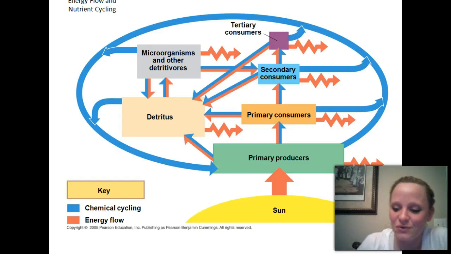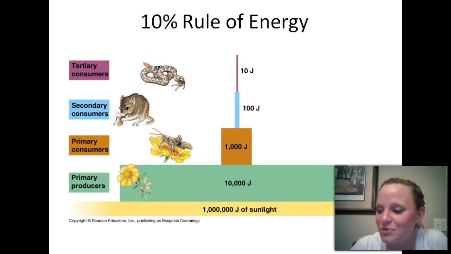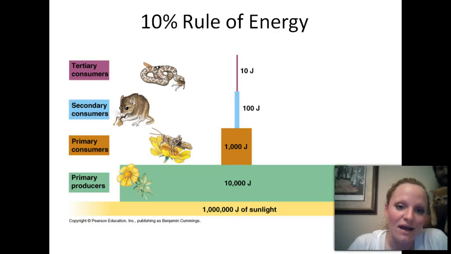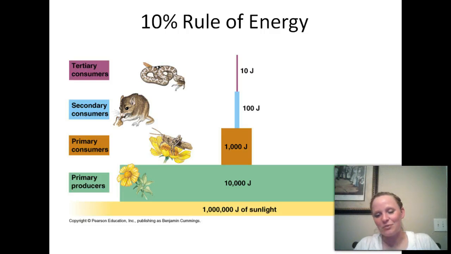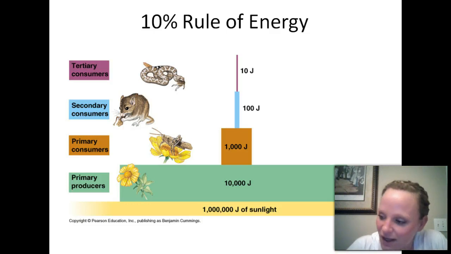Now, the 10% rule is going to state that 10% of the energy from one trophic level will actually be available in the next trophic level. 80% of it is used up to keep the animal alive, and another 10% of that is given off as waste. That would be your bathroom habits.